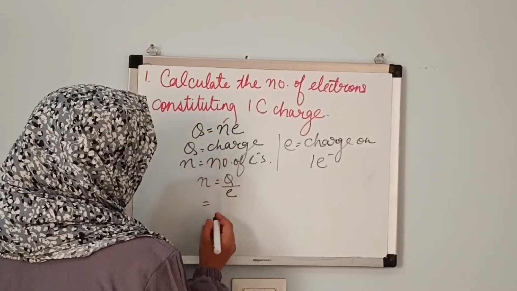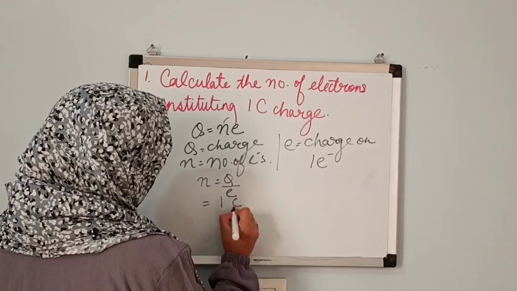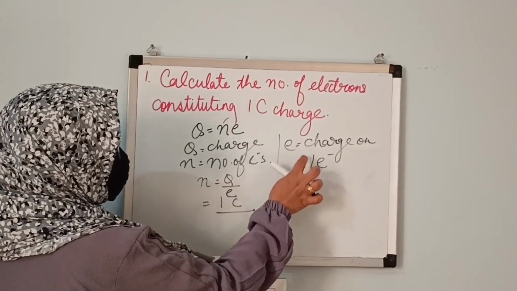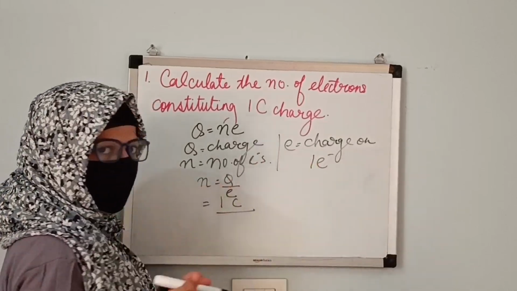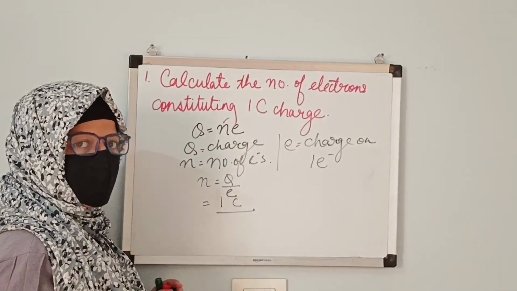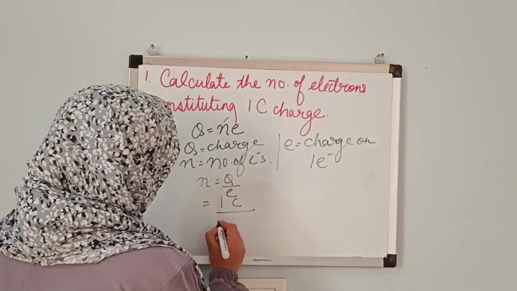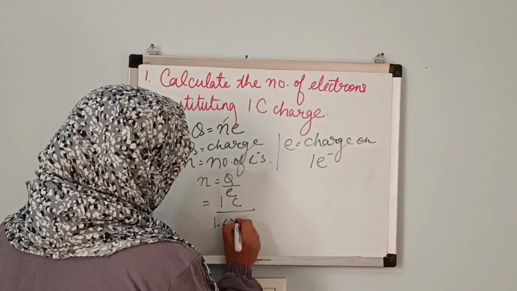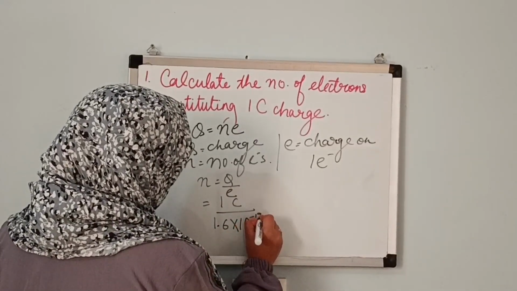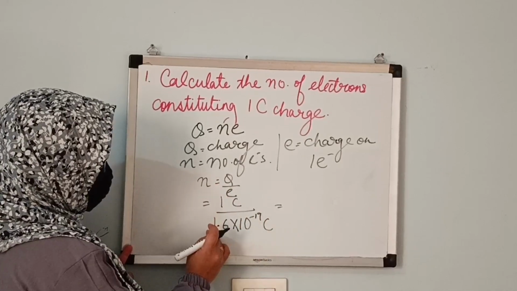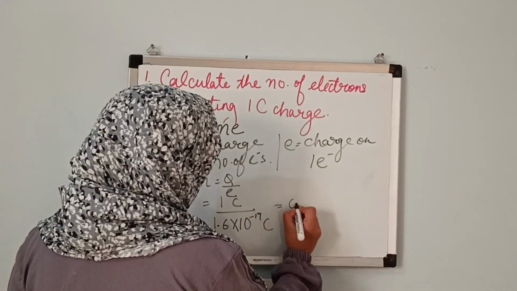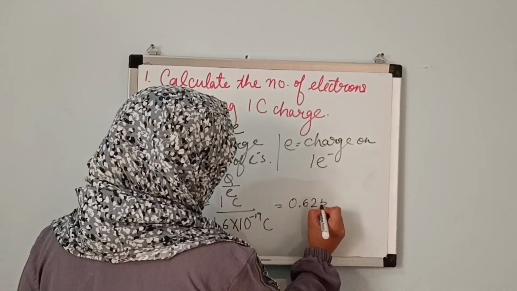So what is the charge? Charge is 1 coulomb divided by E. What is the charge on 1 electron? एक इलेक्ट्रॉन पे कितना चार्ज होता है? 1.6 into 10 to the power minus 19 coulomb. This is fixed. It is the fixed value. Okay, now just leave this 10 to the minus 19. अगर 1 by 1.6 को डिवाइड करेंगे तो हमारा आएगा 0.625.